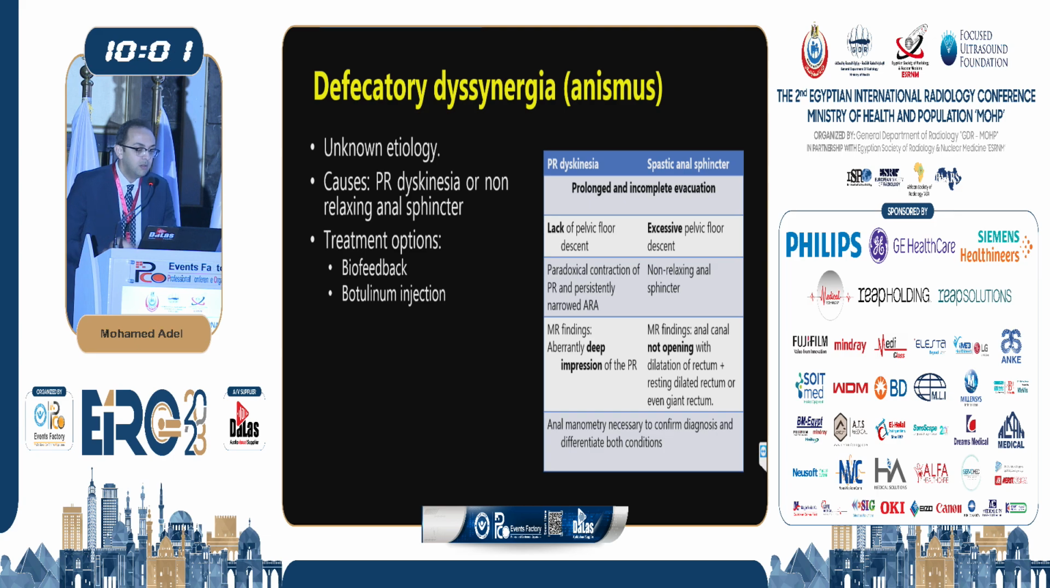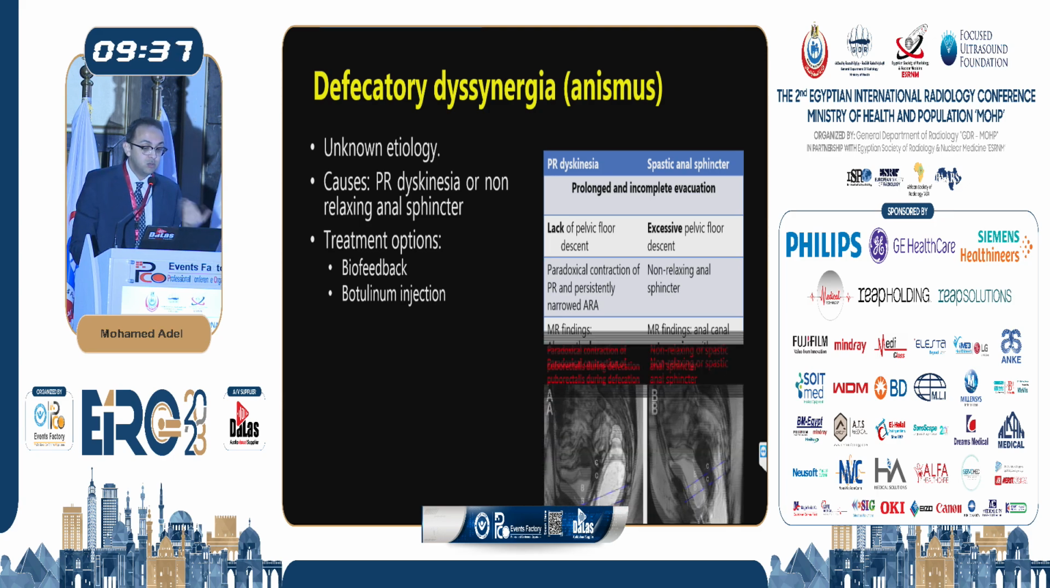So basically, in puborectalis dyskinesia, usually there is a lack of pelvic floor descent, while in spastic anal canal there's usually descent, because basically the obstruction is more distal or proximal. So when you see a lack of descent, it's mostly because the puborectalis is the problem, but when the pelvic floor descends towards the anal canal, you would assume that it's more of an anal canal problem. Anal manometry is absolutely necessary in these cases to differentiate between them.